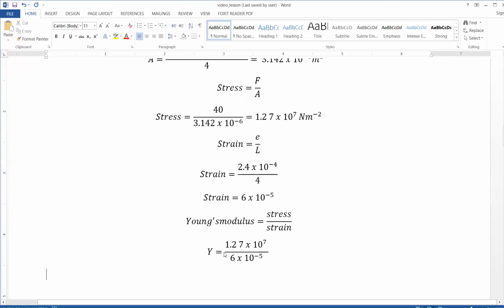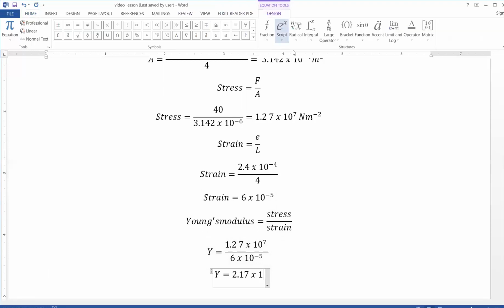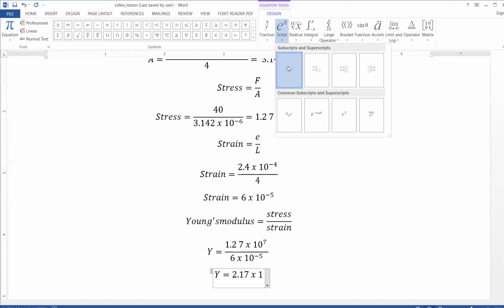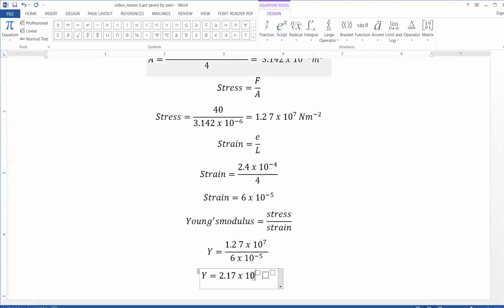So you should be getting 2.17 times 10 to the power 11. So that is the Young's modulus, and the unit is Newton per meter squared. So this is the answer for the Young's modulus.